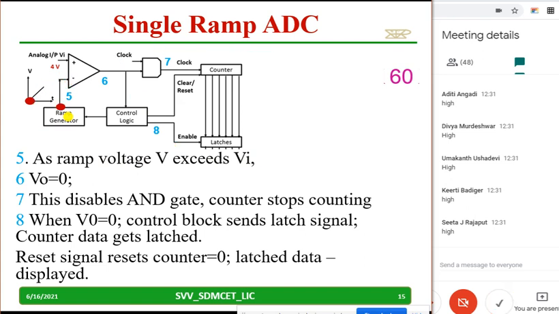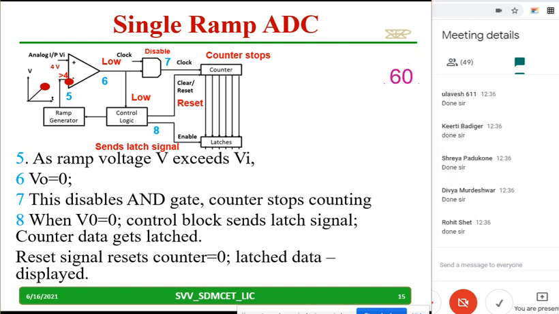I am showing you, when I am applying this and it becomes greater than 4, the op amp output becomes low. This becomes greater than 4, automatically the op amp becomes low, this is disabled, the counter stops counting, and the control logic will send a latch, then it will send a reset. That's all. It's very simple to understand. Points are given, point numbers are given, even animation I have shown. Copy down and understand. Very good.